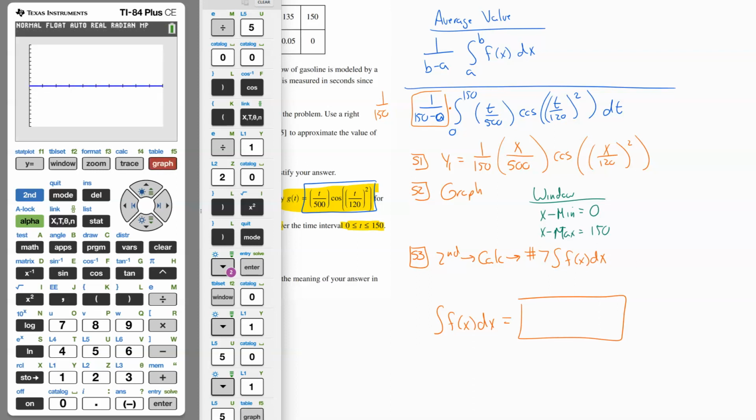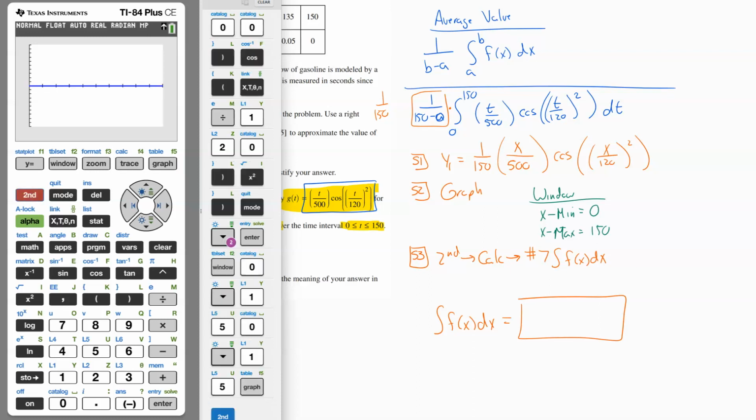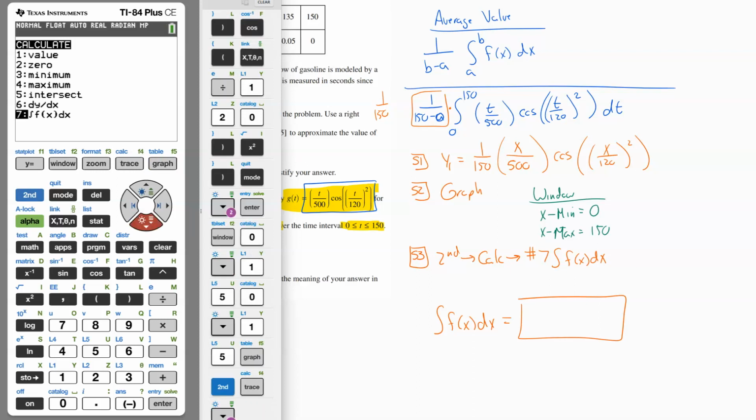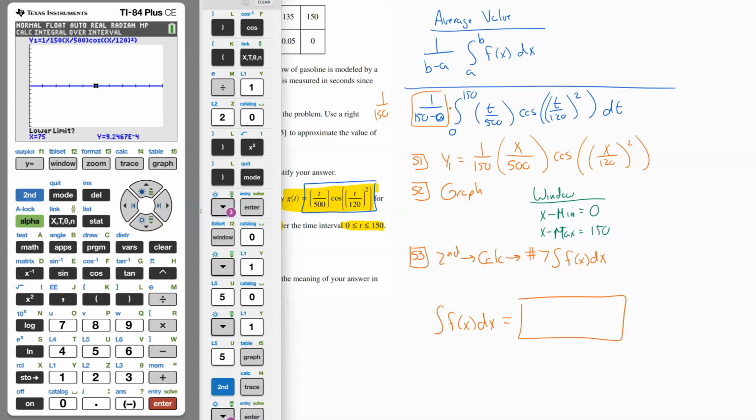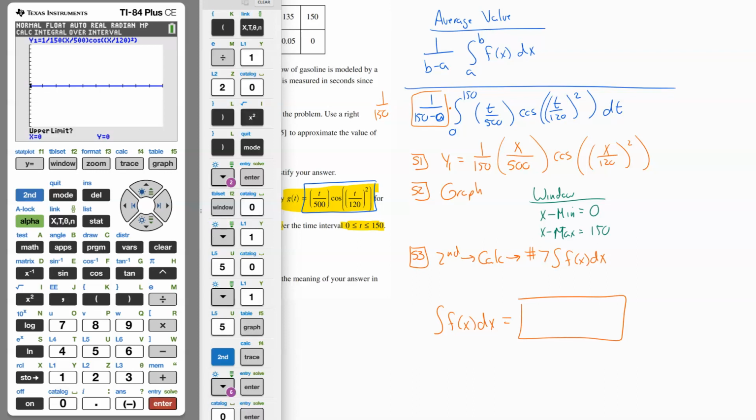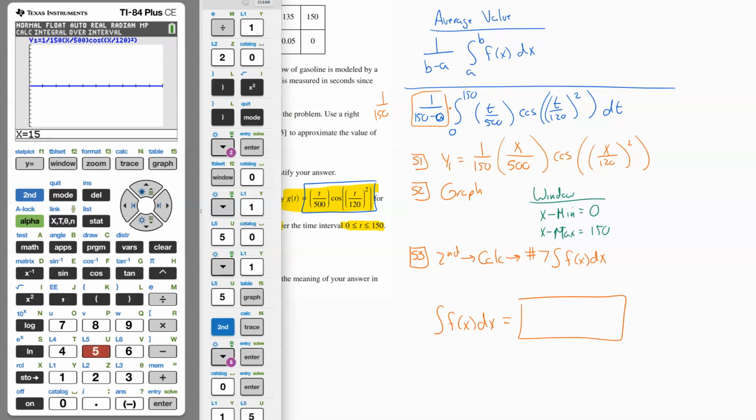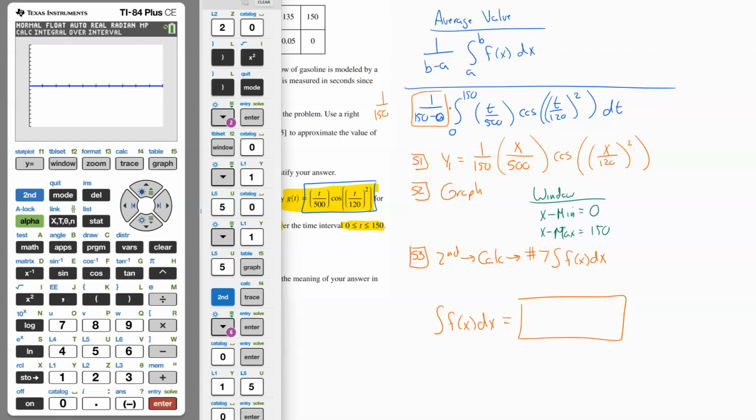It's going to graph it again. I don't really need to see much more than what I see in front of me. And then I go through my second calc, the button above trace at the very top, and inside there we'll choose the number 7 option, integral of f of x dx. I hit enter on that. It's now going to ask me for a lower limit. The lower limit on this is our lower bound. We type in 0, hit enter. The upper limit is 150. We type in 150, hit enter. If the graph wasn't so small, you'd get to watch it shade itself right there. And then you'll see at the bottom of the screen it says integral of f of x dx equals, and that's going to be our answer.